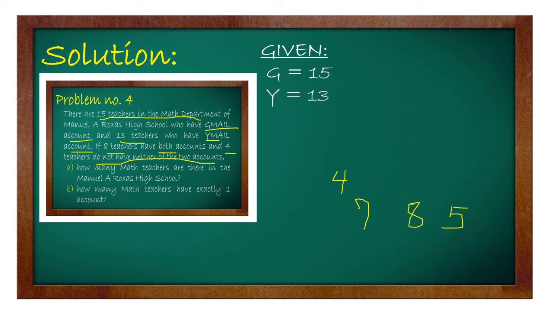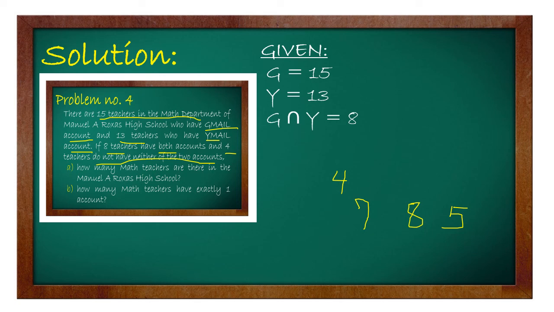For question number A, we have how many math teachers are there in the Manuel A. Rojas High School? So, ilan daw lahat ng teachers sa Manuel A. Rojas High School? So, yung math teachers na yon, para malaman natin, we just simply add all the numbers on the universal set. So, 4 plus 7 is 11. 11 plus 8 is 19. 19 plus 5 is 24. So, ibig sabihin, there are 24 math teachers in Rojas High School.